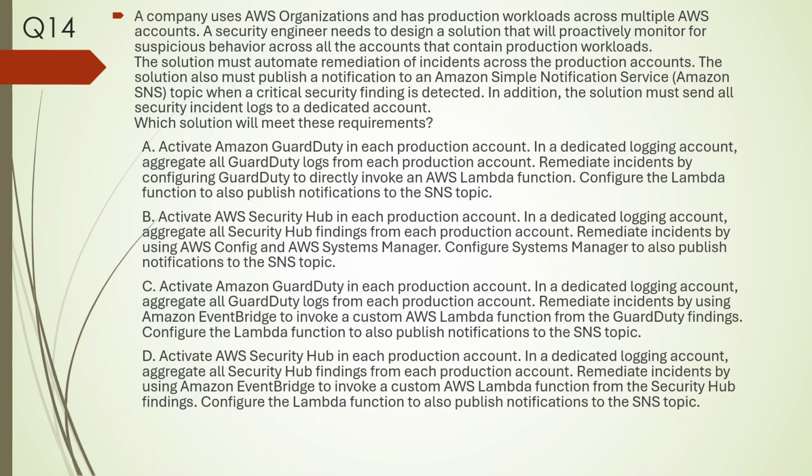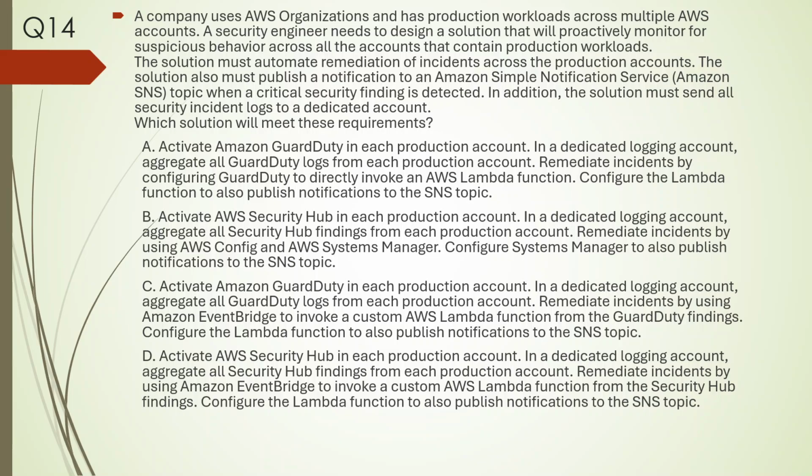Letter D is to activate Security Hub in each production account. In a dedicated logging account, aggregate all Security Hub findings from each production account. Remediate the incident by using Amazon EventBridge to invoke a custom AWS Lambda function from Security Hub findings and configure the Lambda function to publish notification to the SNS topic. So answers letters A and C use GuardDuty, and B and D use Security Hub, right?